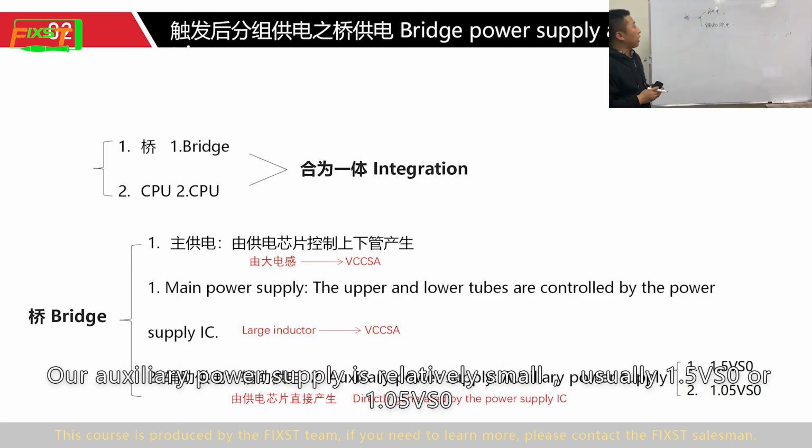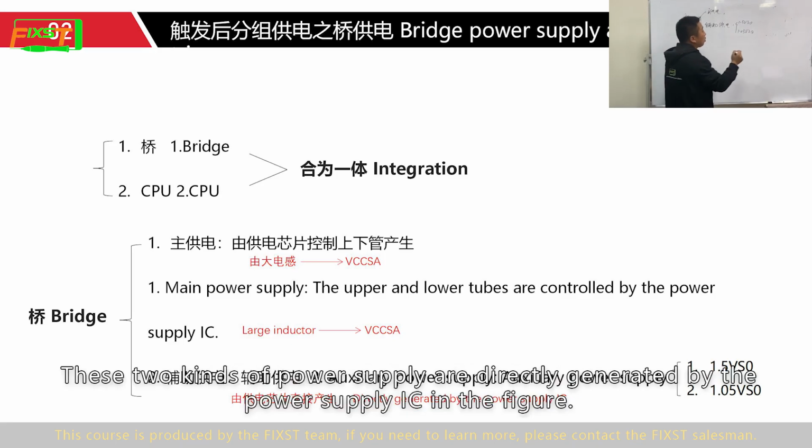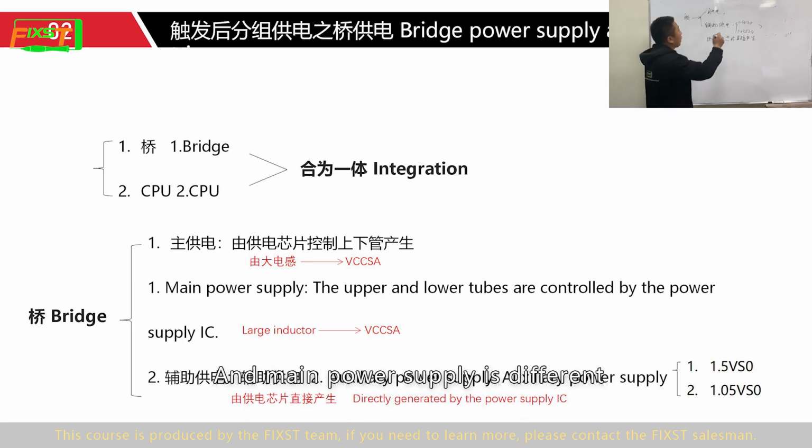Our auxiliary power supply is relatively small, usually 1.5V S0 or 1.05V S0. Marked S0 means it is working in the S0 state. These two kinds of power supply are directly generated by the power supply IC in the figure. And the main power supply is different.